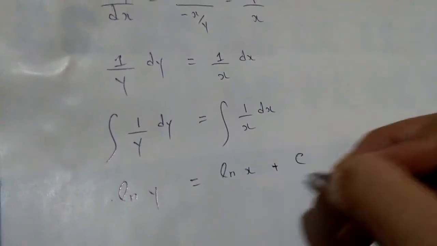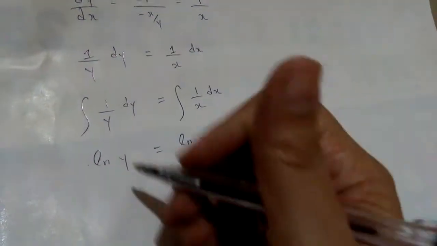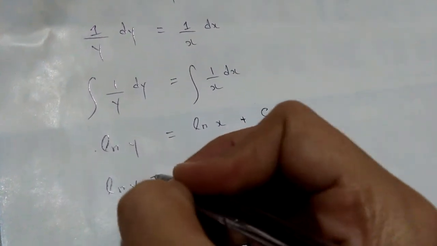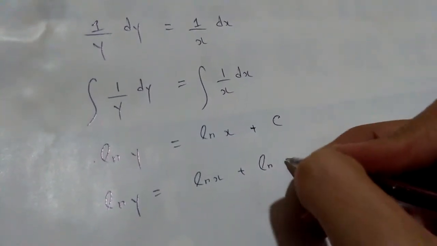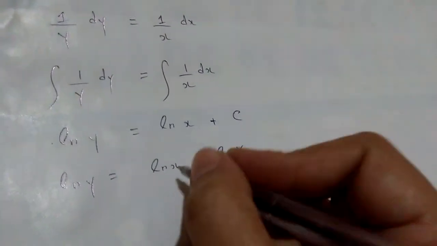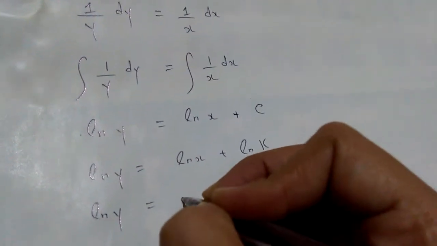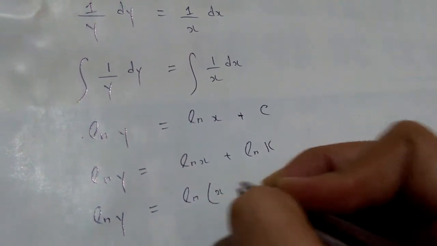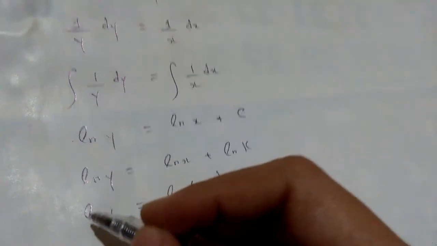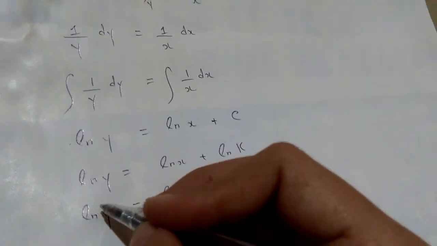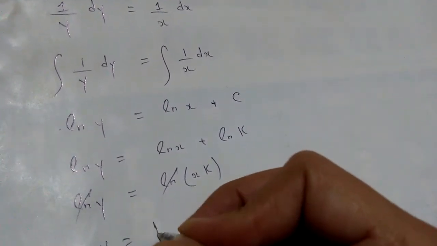I can represent this constant c by the log of some other constant, just to make a nice format. By following the rules of logarithms, once I take the anti-log on both sides, the ln is going to cancel, so I just cancel it directly. So y is equal to kx.